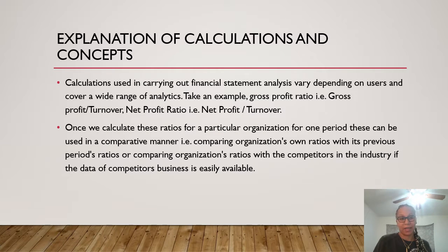Explanation of the calculations and concepts. The calculations used in carrying out financial statement analysis vary depending on the users and cover a wide range of analytics. Take, for example, the gross profit ratio, gross profit versus turnover, or the net profit ratio, net profit versus turnover. Once we calculate these ratios for a particular organization for one period, these can be used in a comparative manner, including comparing an organization's own ratios with its previous period's ratio or the previous year. Or you can also compare an organization's ratio with the competitors in their industry if that data of the competitors' business is easily available.